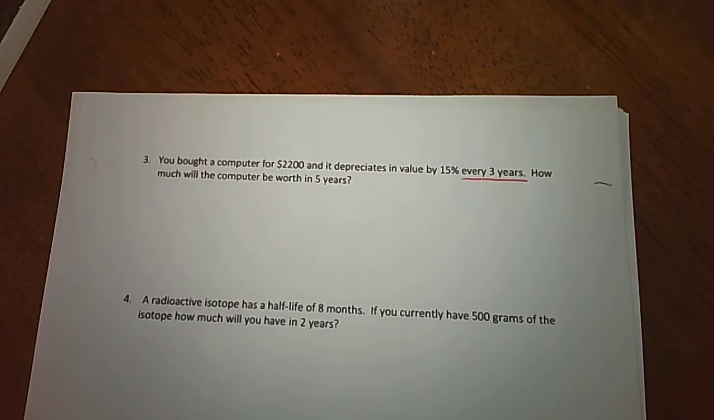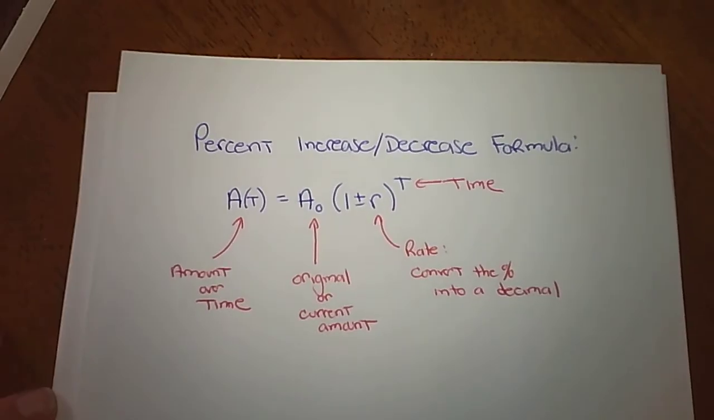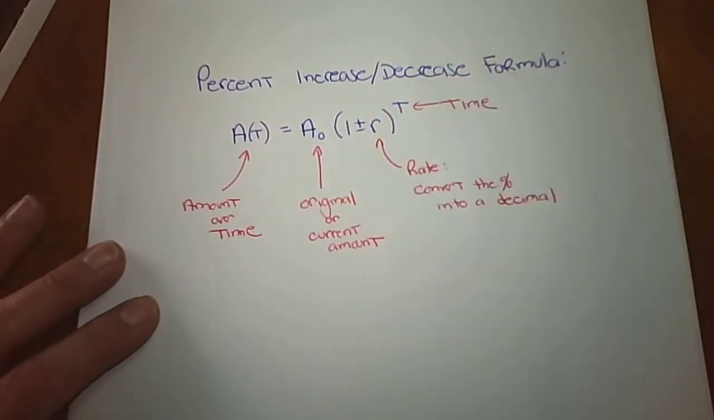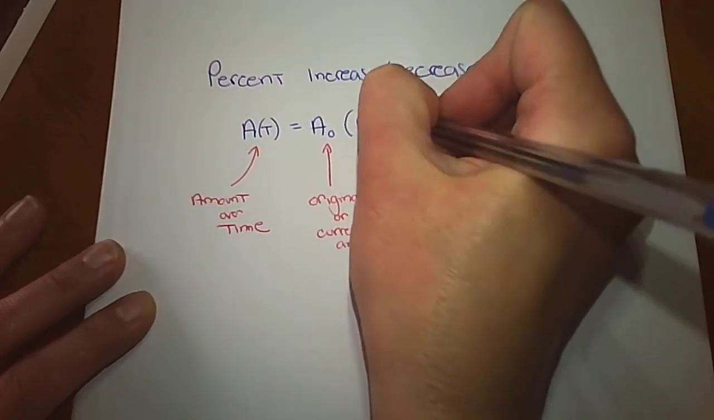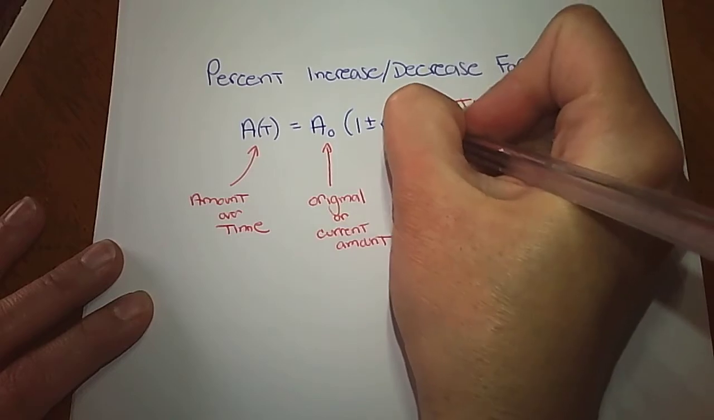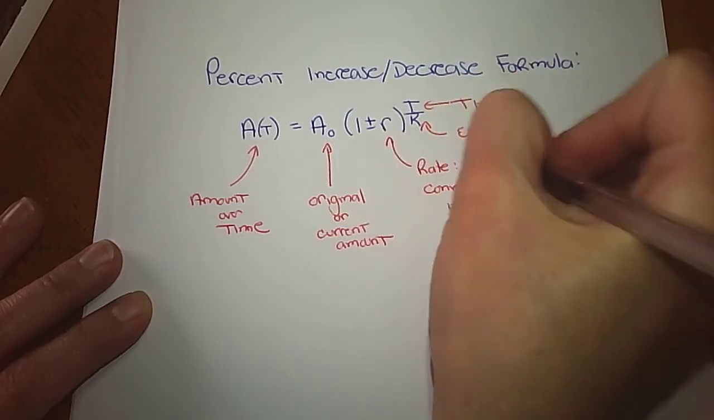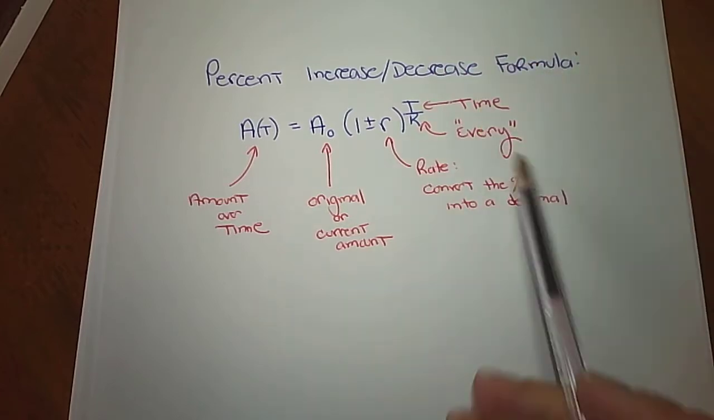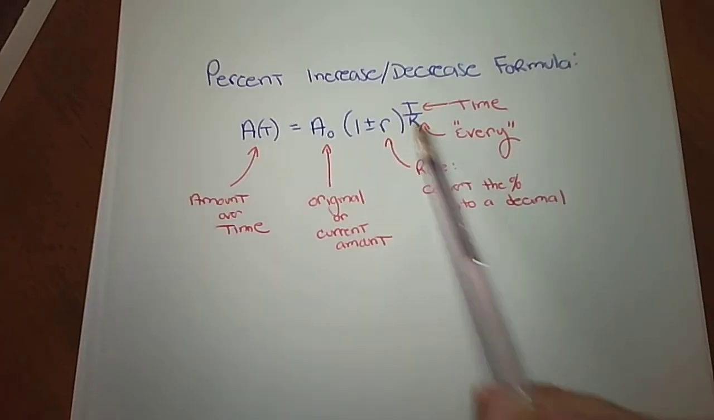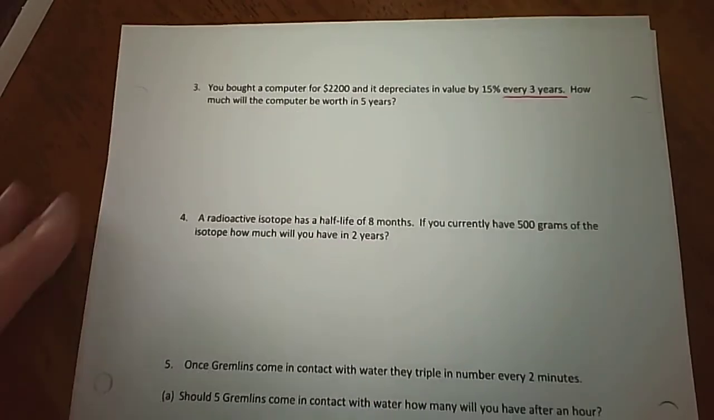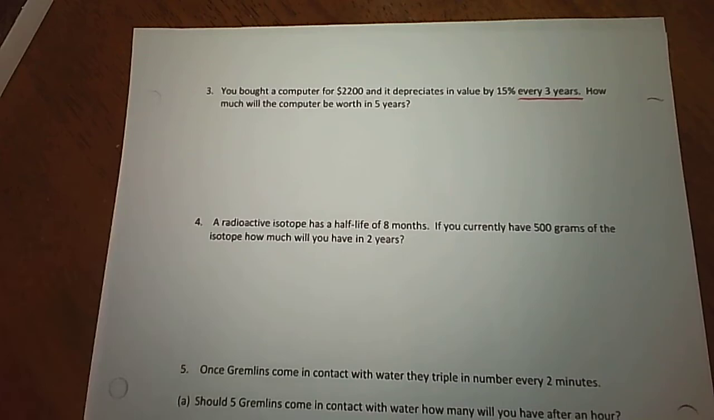So what I'm going to do now, I'm going to stop. I'm going to go back to my formula sheet. I'm actually going to add another piece to the puzzle. I'm going to take the T and put it over K. K represents the word every, put in quotes. You see the word every, it means the time is going to be chopped up by that word. So let me show you how that's going to work here. So, what is the original amount of the computer?